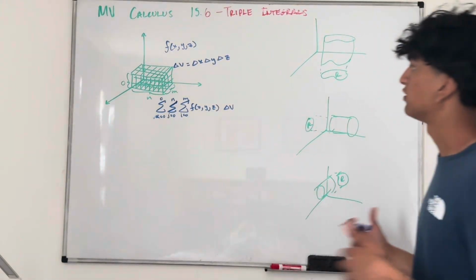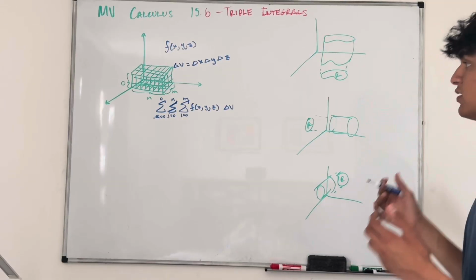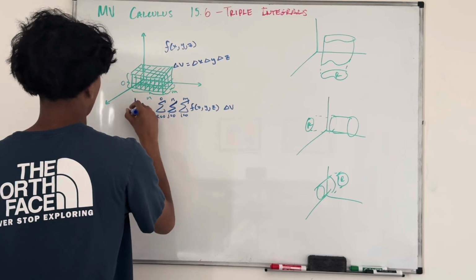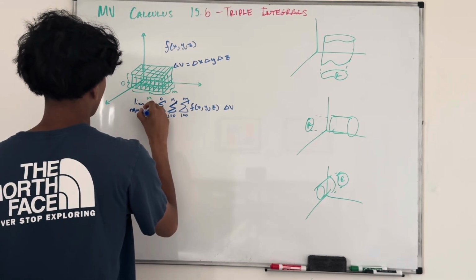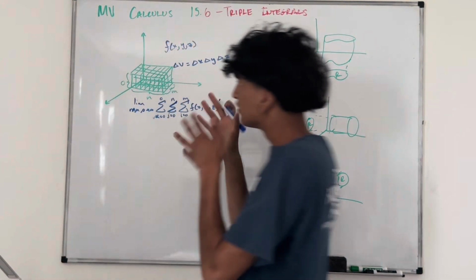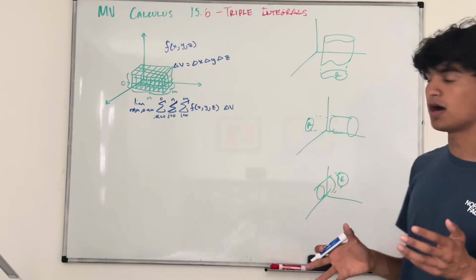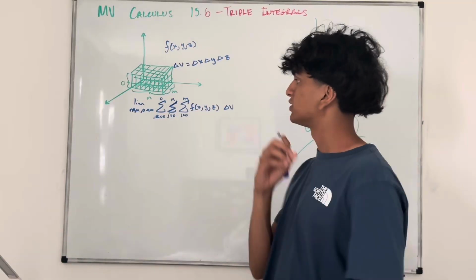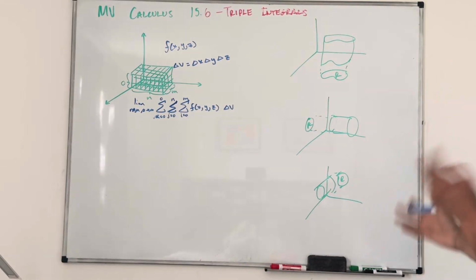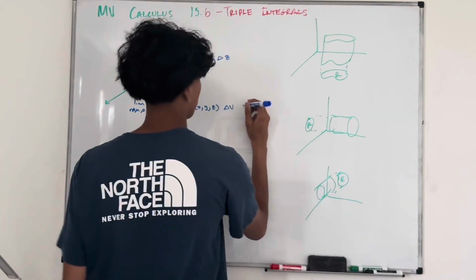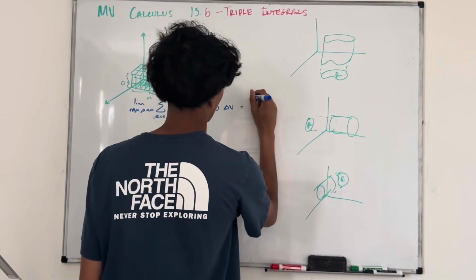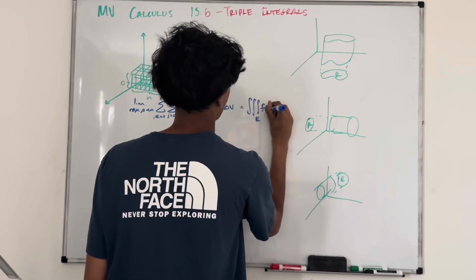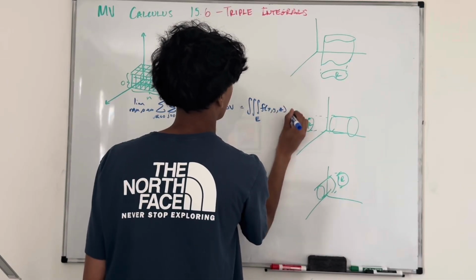Because to get a better and better estimate, we need to take the limit as m, n, and o approach infinity. We want to slice this solid up into infinite rows, columns, and layers. And that way we get our actual triple integral: the triple integral over a region E, f of x, y, z, dV.